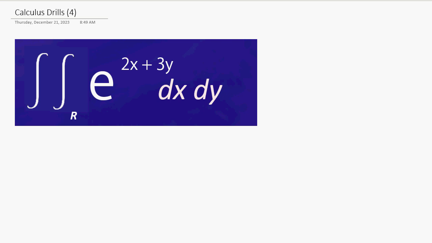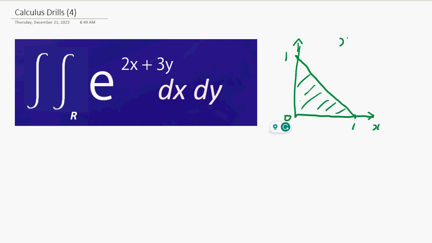Hello everybody, this is Calculus Challenge Question Drill number 4, a multivariable integration. Now, we have a situation here that it is asking a volume of this function within the boundary, which is 1, 1. This area, right? Because x equals 0, y equals 0, and x plus y equals 1.